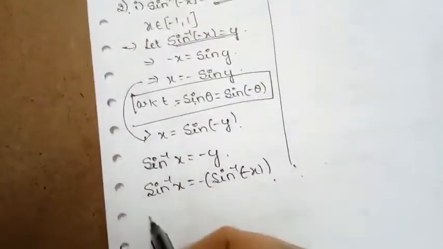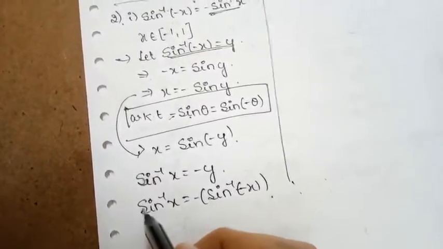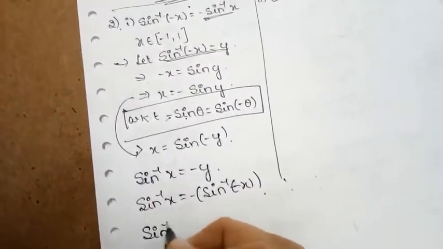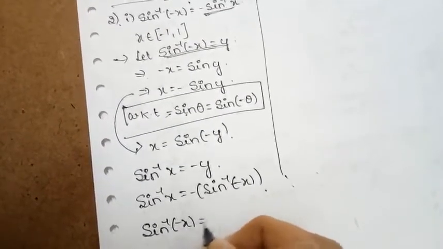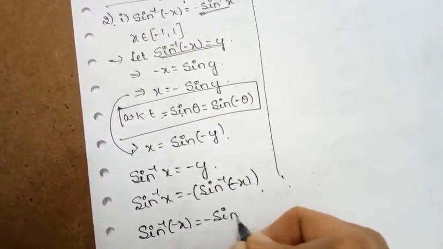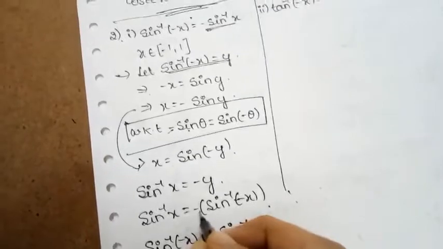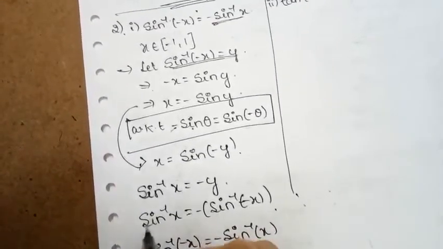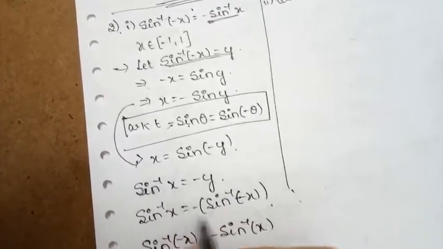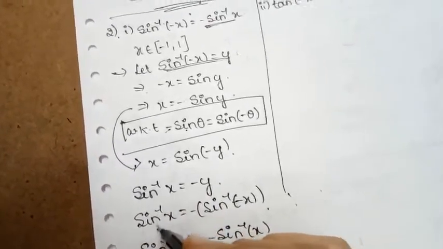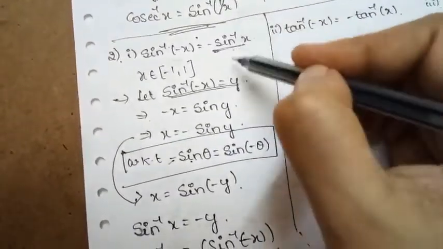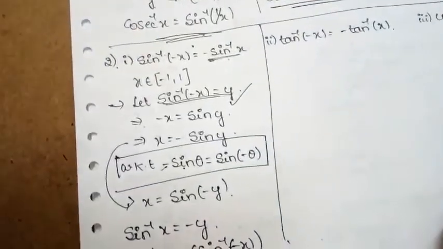No. So let us move this one to the LHS and bring this one to the RHS. What happens? Sine inverse of minus x is equal to minus sine inverse x. The negative becomes positive when it comes from the RHS to the LHS, and the positive value becomes negative when brought from the LHS to the RHS. So sine inverse of minus x is equal to minus sine inverse x. This is what we required to prove, so we have proved it.